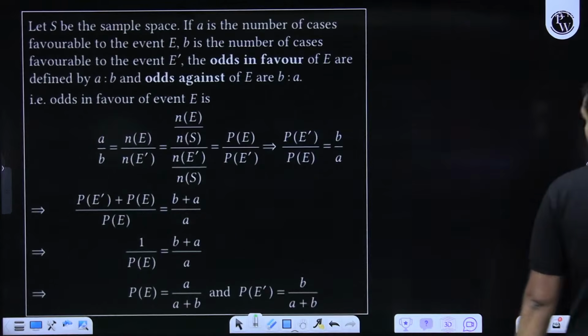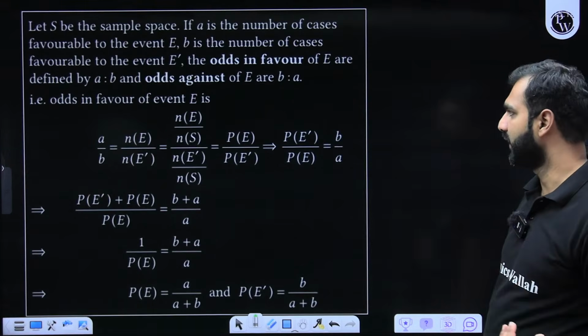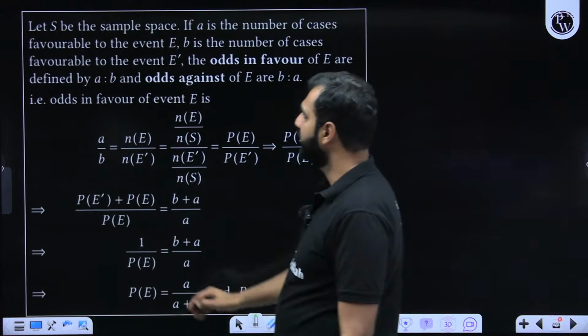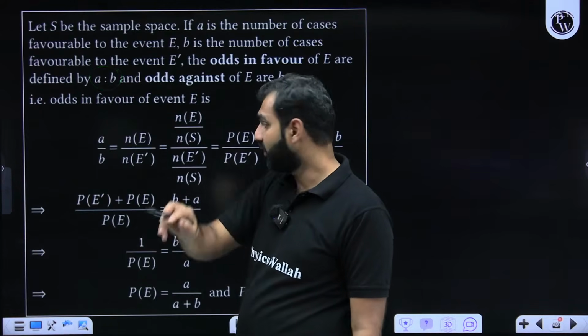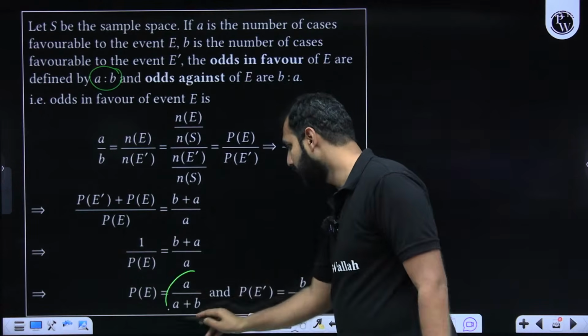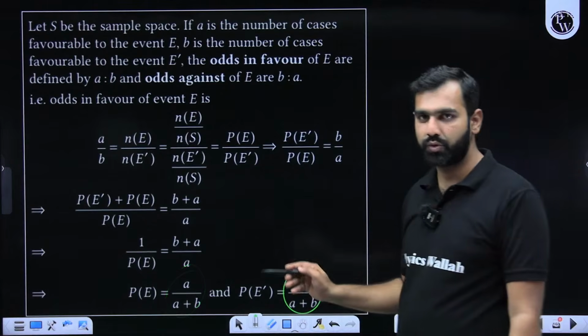Moving ahead with the next part, what do we see? This is related to odds in favor and odds against. So let's say somebody says odds in favor are A is to B. So the probability of that event happening will be A upon A plus B, and the probability of that event not happening will be B upon A plus B.